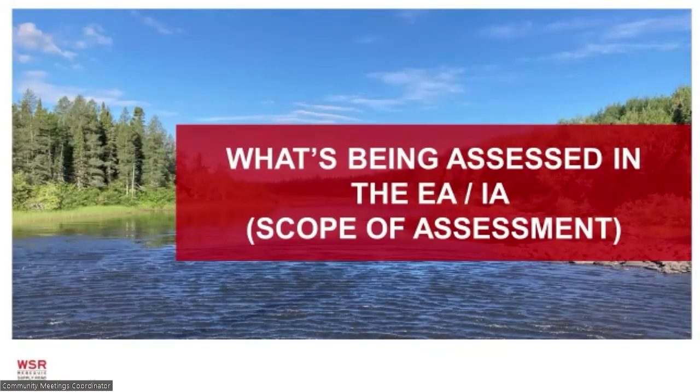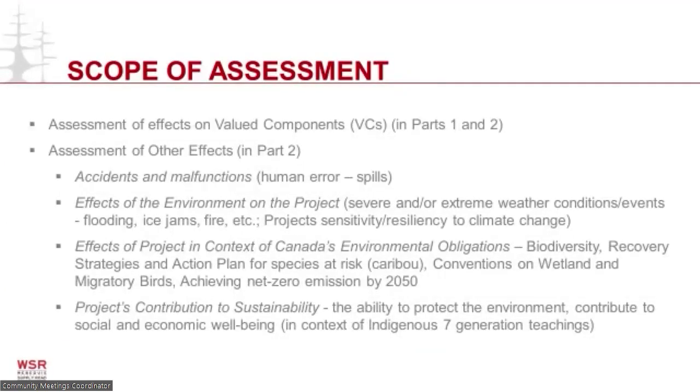Next, we are going to talk about what we are assessing in the EA and IA. As we have mentioned before, valued components, or VCs, are what has been identified by community members, the general public, and technical experts as required for study in the environmental assessment or impact assessment. In parts 1 and 2, we will look at the project's effect on VCs, while in part 2 coming up in a few weeks, we will look at other effects such as accidents or spills.